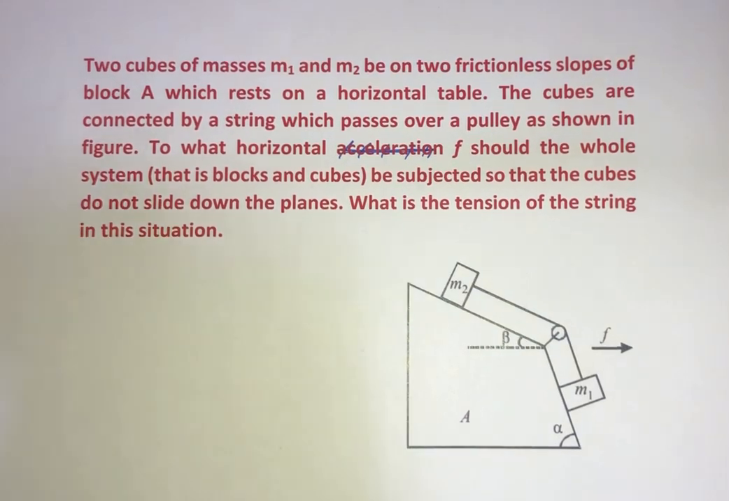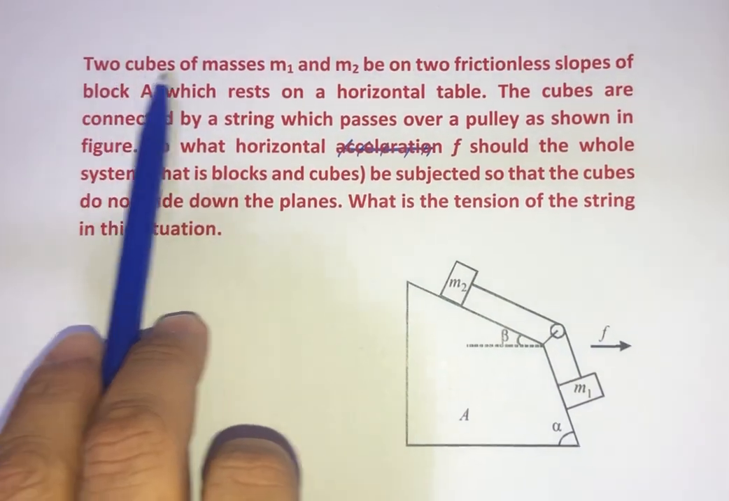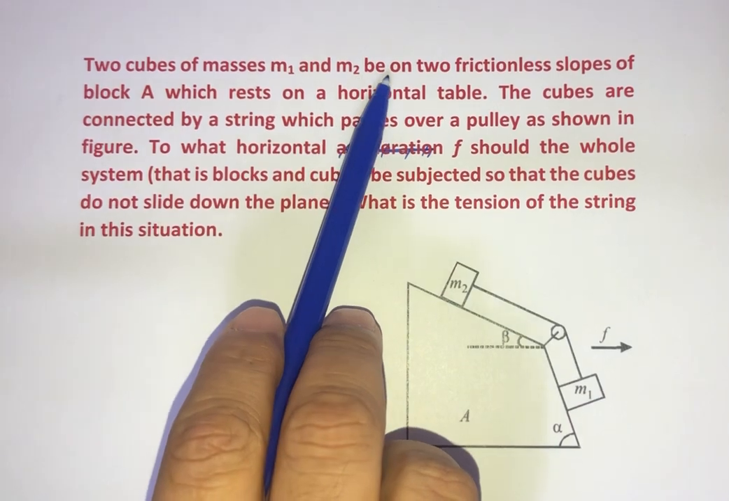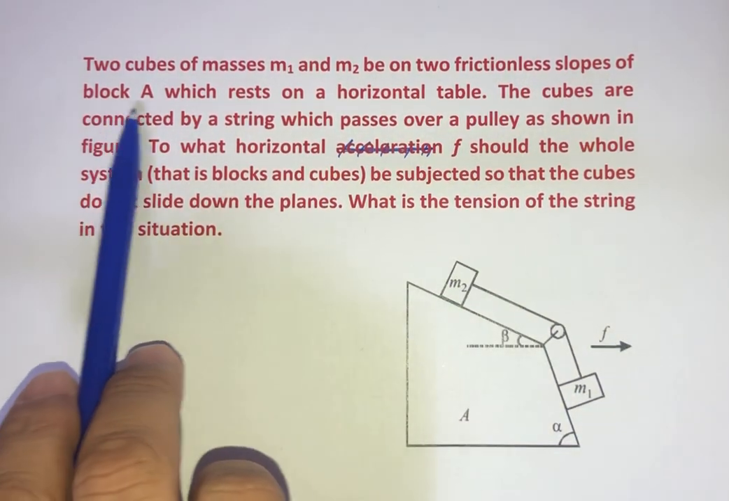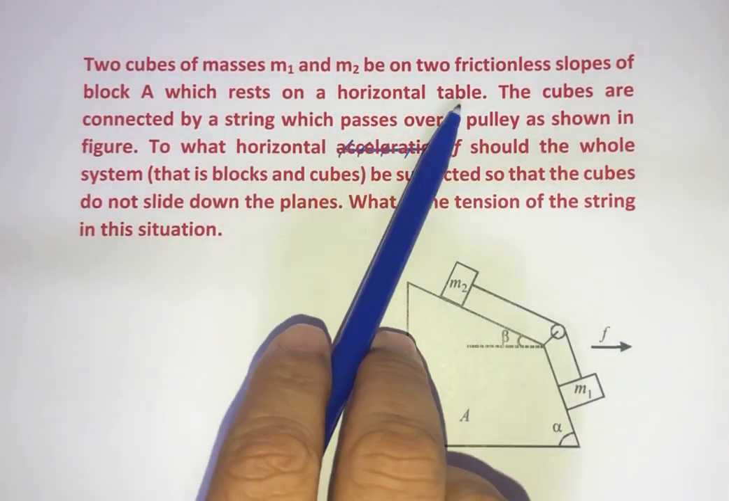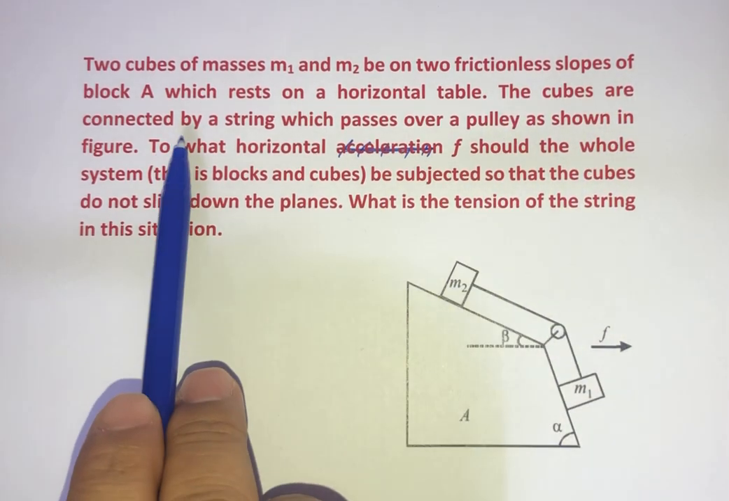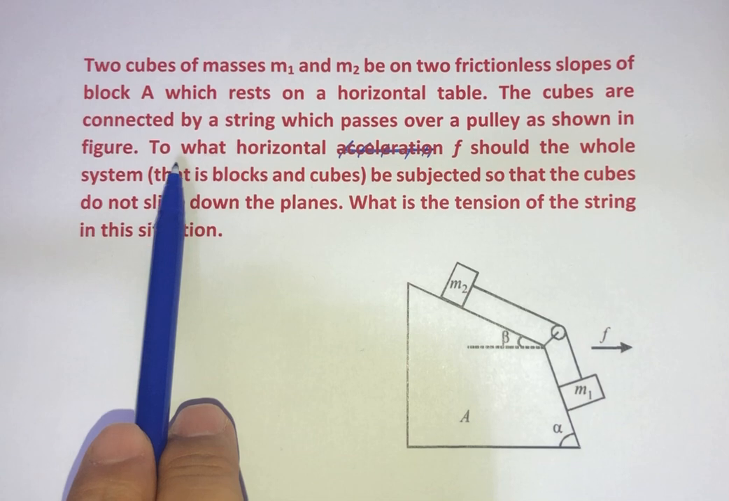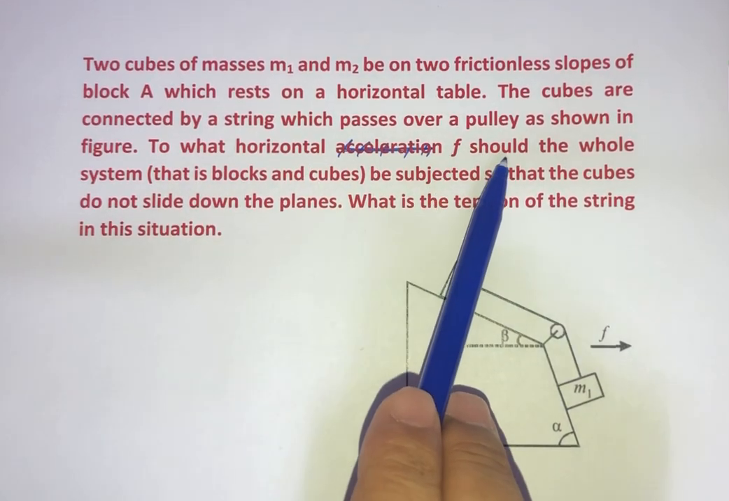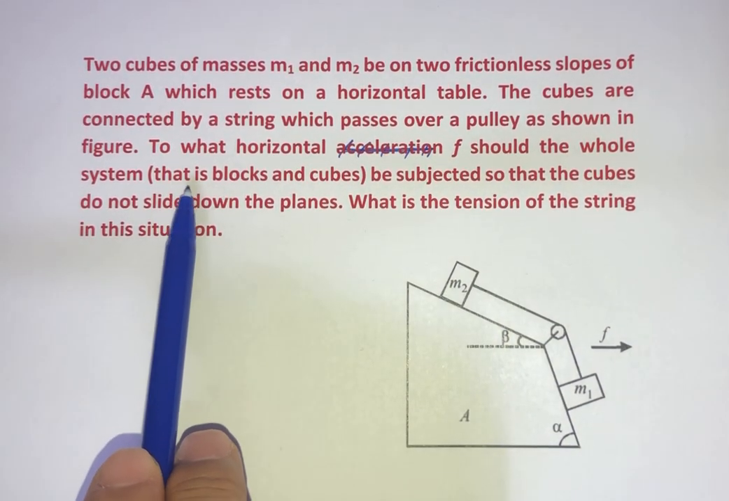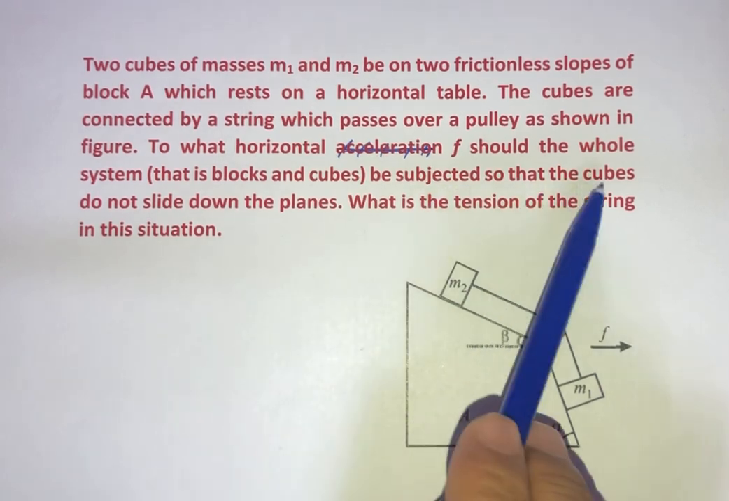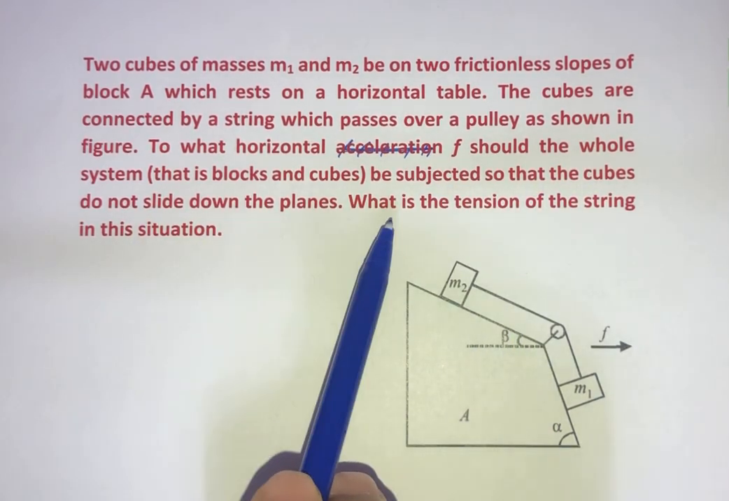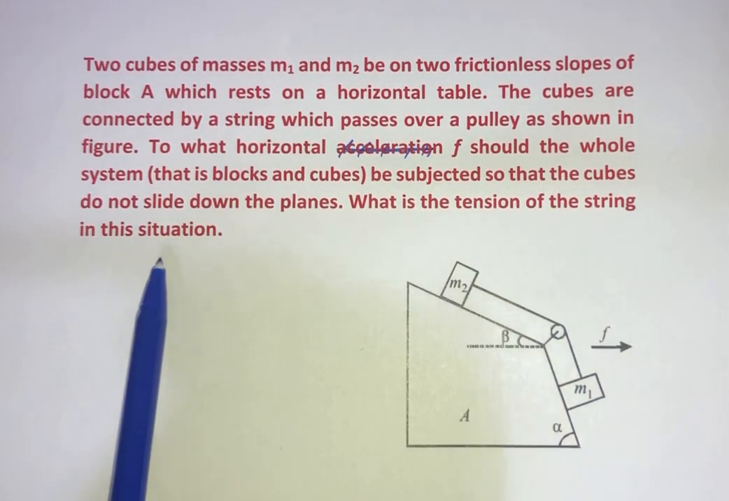Hello friends, so in today's question, two cubes of masses m1 and m2 lie on two frictionless slopes of the block A which rests on a horizontal table. The cubes are connected by a string which passes over a pulley as shown in the figure. To what horizontal force F should the whole system, the block and the cubes, be subjected so that the cubes do not slide down the planes, and what is the tension of the string in this situation?